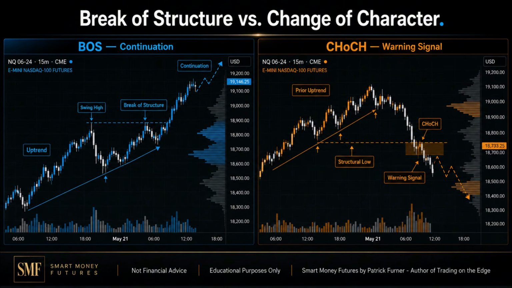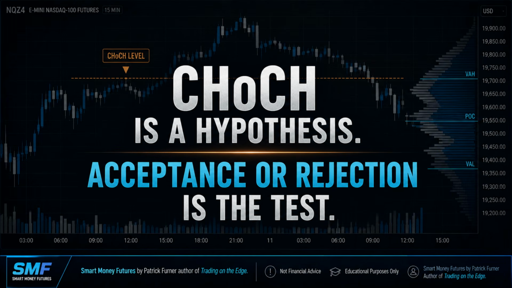A weak trader sees a change of character and immediately flips their directional bias. They enter the reversal trade at the change of character signal. A professional sees a CHoCH and elevates their attention. They begin watching for acceptance or rejection at the new structural location. The change of character is a hypothesis. The acceptance or rejection of price at that new location is how you test that hypothesis.